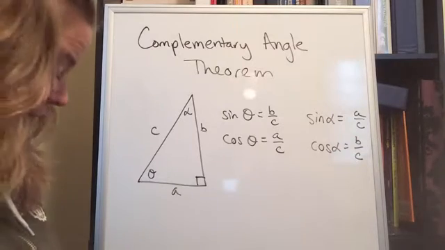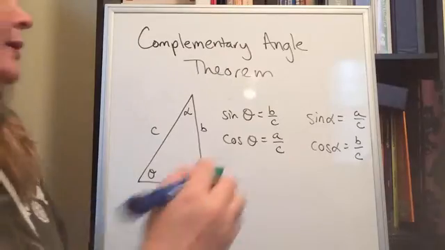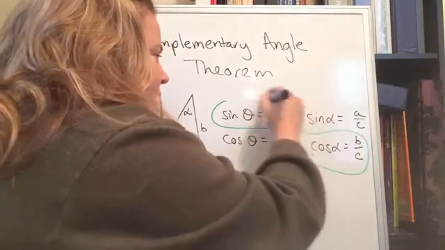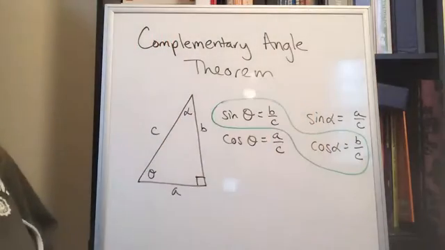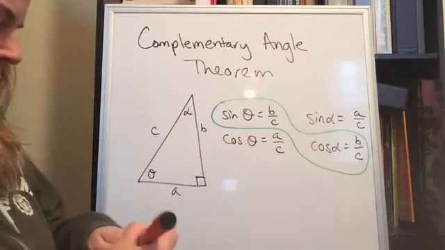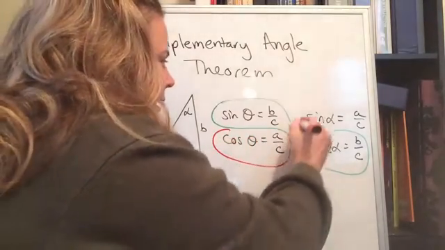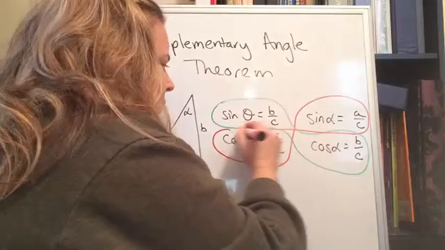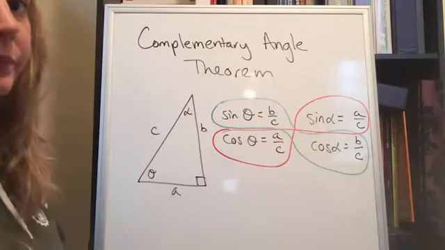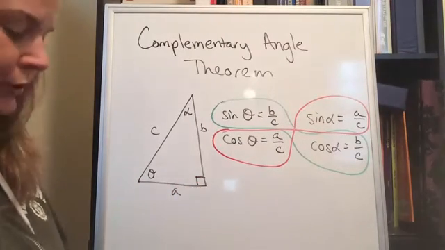Can you see that there's a relationship between these trig functions? Can you see that sine of theta is the same as cosine of alpha? They're both b over c. And cosine of theta is the same as sine of alpha. They're both a over c. This is due to the complementary angle theorem, which we're about to talk about in a moment.